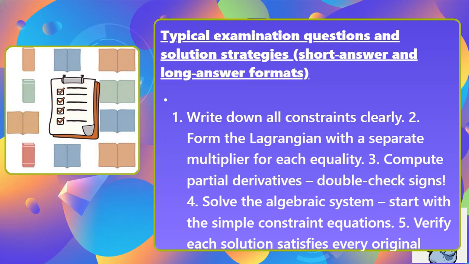Step 5. Verify each solution satisfies every original constraint. Step 6. If the question asks for nature, construct the bordered Hessian or reduced Hessian. Step 7. State the final answer, points, multiplier values optional, and whether it is a maximum, minimum, or saddle.